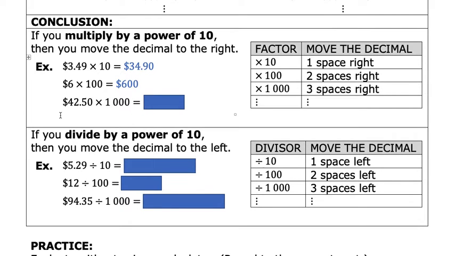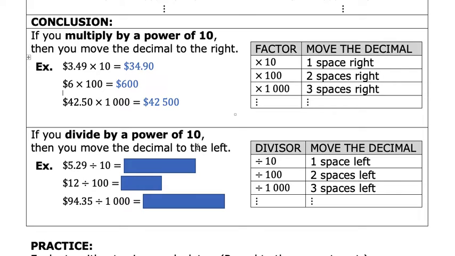Next, $42.50 times 1,000. Multiplying by 1,000 means we move the decimal to the right 3 spaces. So $42.50, moving over 1, 2, 3 spaces. We've skipped an empty space which we'll replace with a 0. The result will be 42,500.